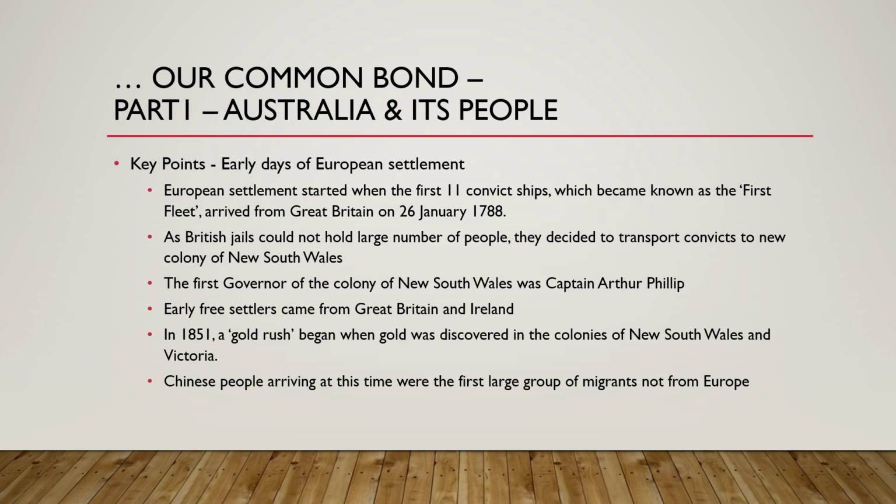Early free settlers were mainly from Great Britain and Ireland. In 1851, there was a gold rush, and gold was discovered in the colonies of New South Wales and Victoria. At this time, Chinese people were the largest group among the immigrants coming to Australia, and there were very few people coming from Europe.